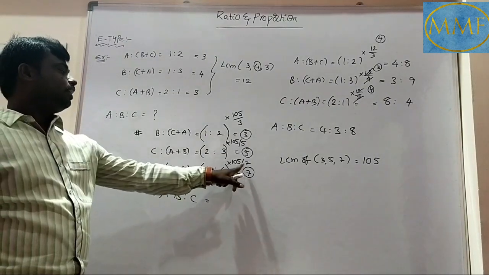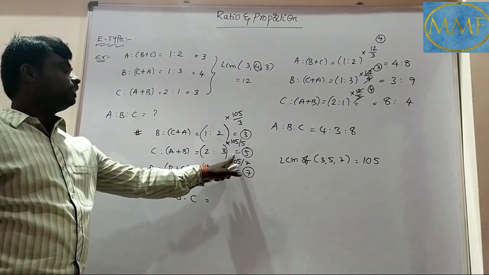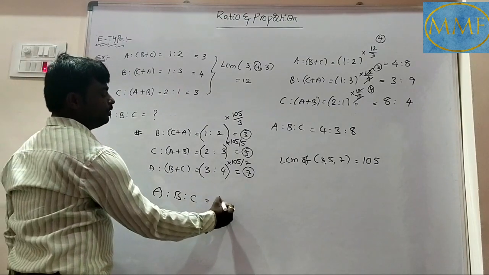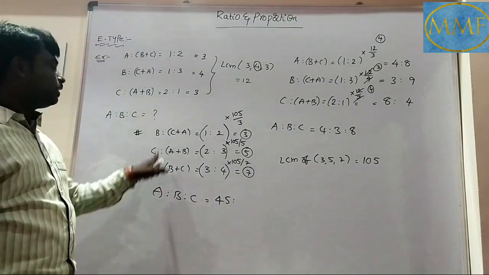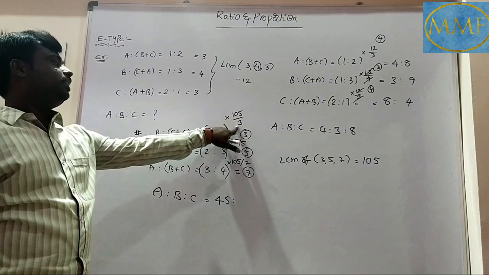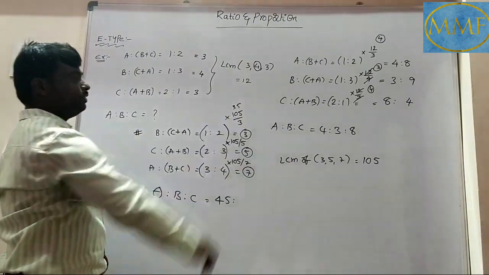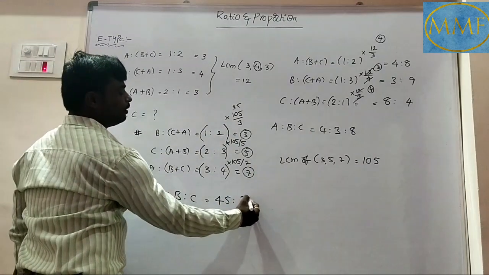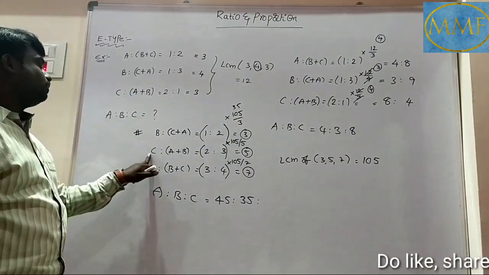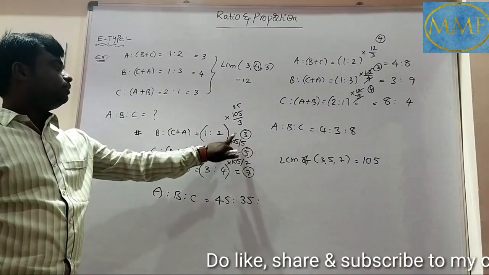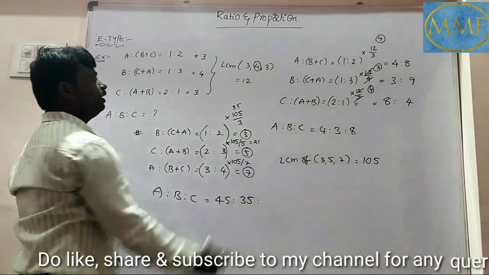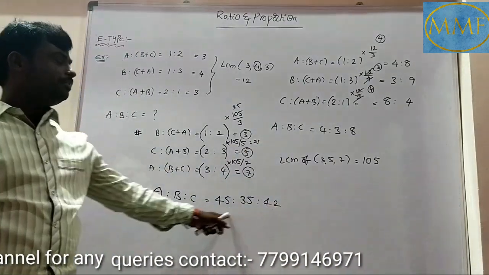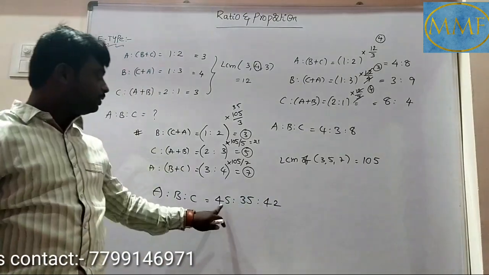Clear? 105 by 7. How much is it? 15. 15 into 3, 45. A is over. Then come to B. 105 by 3. 3 5s are 15. Clear? 35 into 1, 35. B is also over. Then come to C. 105 by 5 is 21. 21 into 2. How much? 42. Check whether these numbers are divisible by any common number. It is not divisible.